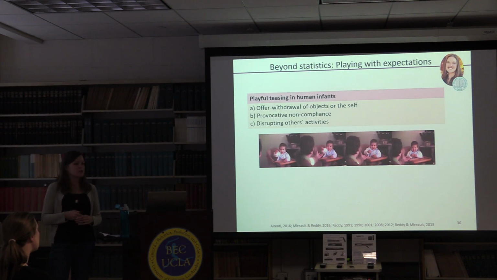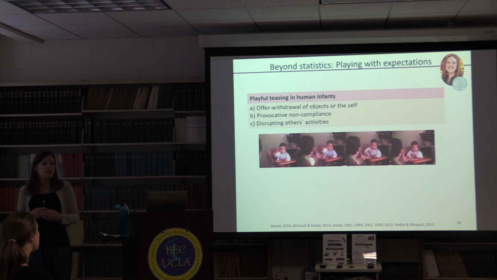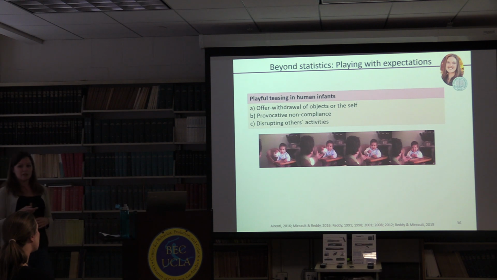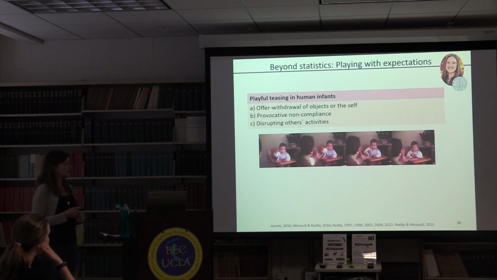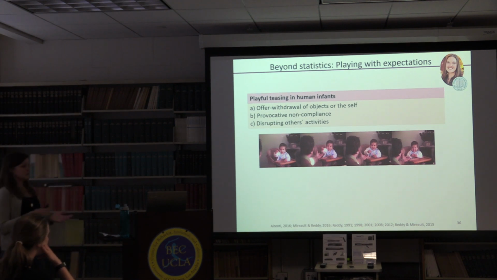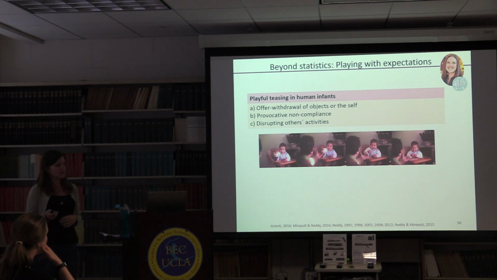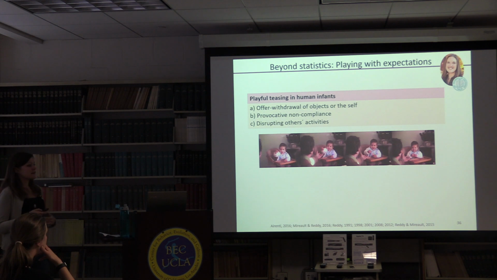For human infants, it was shown that already in the first year of life, infants seem to play with the expectations of their parents in the form of playful teasing behavior. And there are several observational studies which identified three common types of playful teasing in preverbal infants, namely offer-withdrawal of objects or the self, provocative non-compliance, and disrupting others' activities. And the most common form, and I think the most interesting one, is the first one, offer-withdrawal of objects or the self, which you can also see in this picture sequence down here.